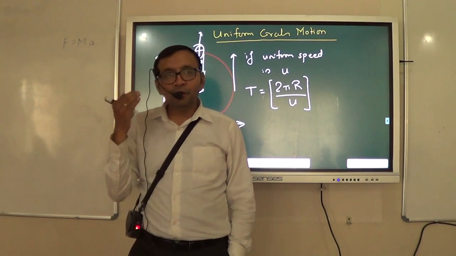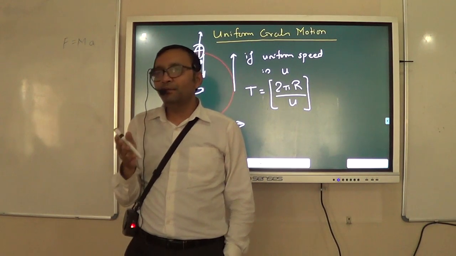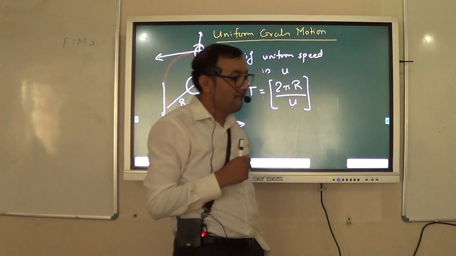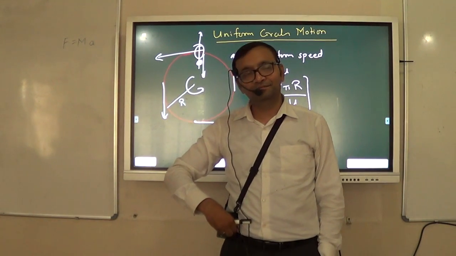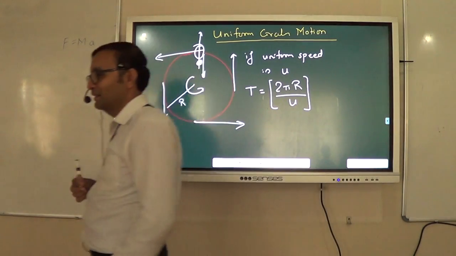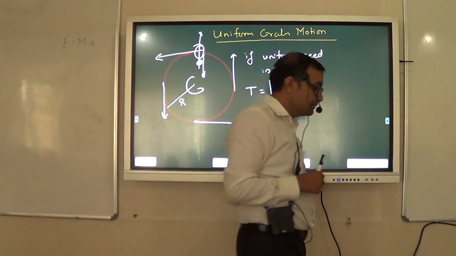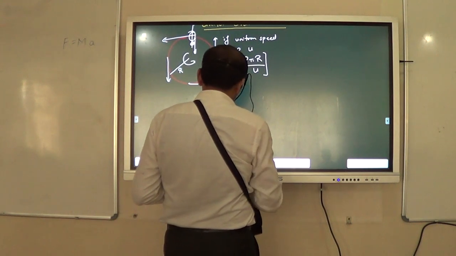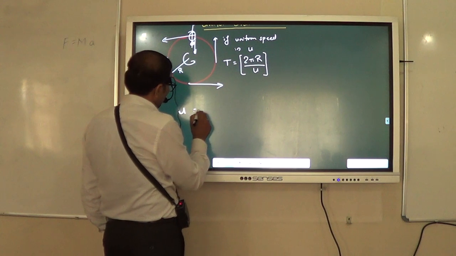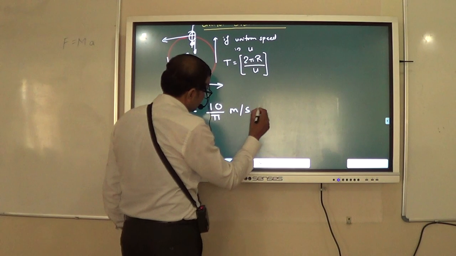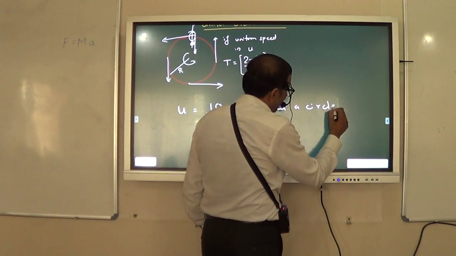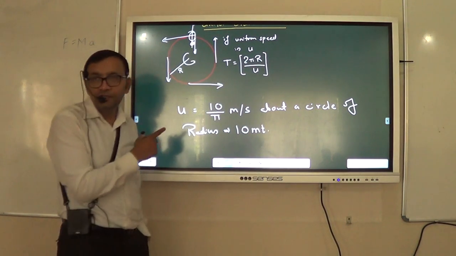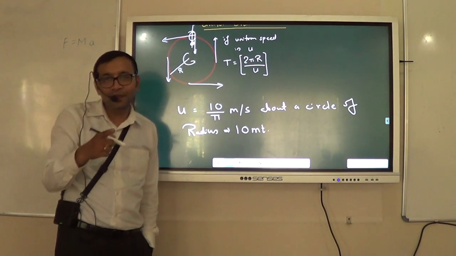Understood? Okay? But the kind of numericals that will be asked will be very straightforward. They will be asking you, find the time it takes to complete one revolution. Or suppose I ask you, write down a numerical, please. Just one final numerical, then we'll take a test. The numerical is this, that an object is moving with constant speed of 10 by pi meter per second about a circle of radius 10 meters. Understood the question? Why I am dividing by pi so that when you multiply 2 pi, pi get cancelled out.